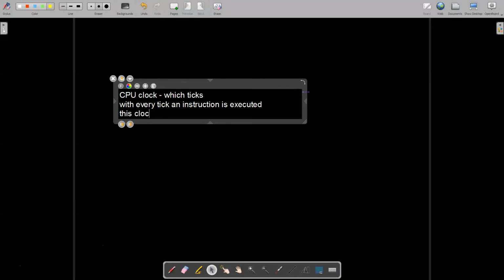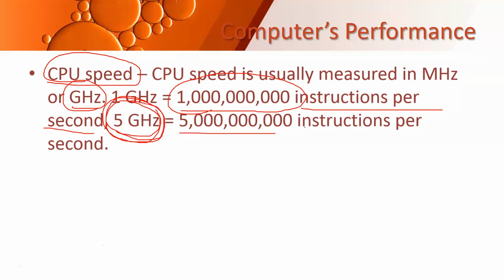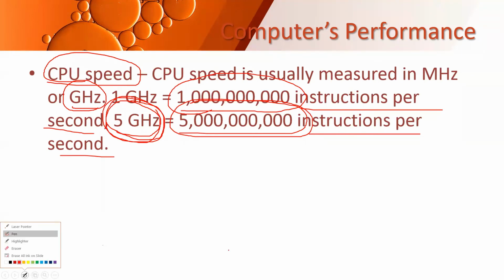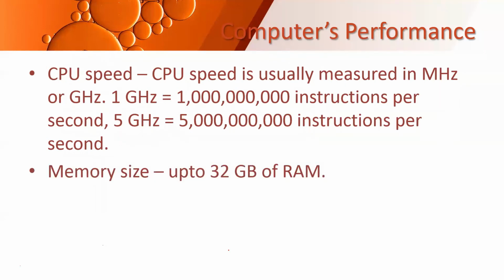And this clock ticks multiple times in a second. In 1 second, it can tick some 1 billion times. So 1 billion instructions can be executed with one tick. So if suppose the clock speed of your computer is 5 gigahertz, then it could execute around 5 billion instructions per second. Got it? So computer's speed is measured in hertz, megahertz or gigahertz. Megahertz used to be earlier, but nowadays usually it is gigahertz.